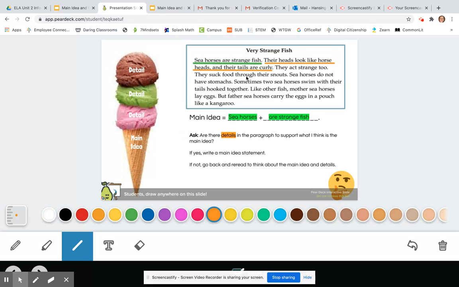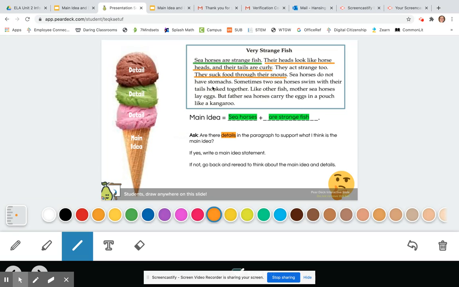They suck food through their snouts. Whoa, that is a specific detail, and it sure is strange. I don't know any other fish that suck food through their snouts. So I'm going to underline that. It's a second scoop of ice cream, or a detail that matches this main idea that seahorses are strange.